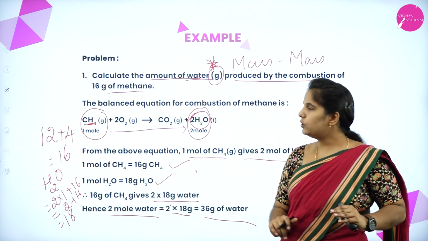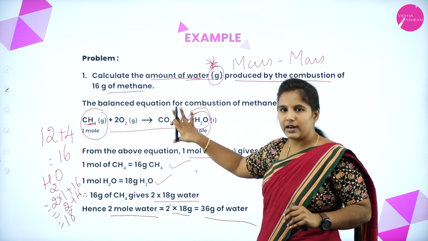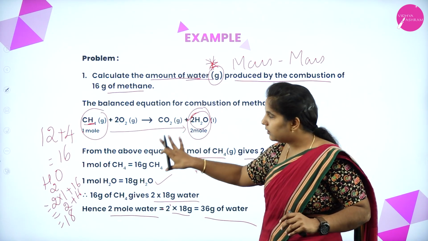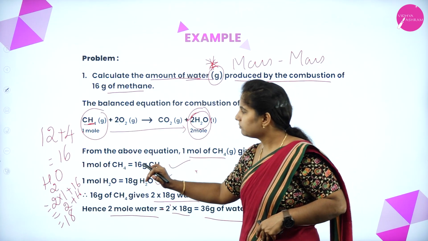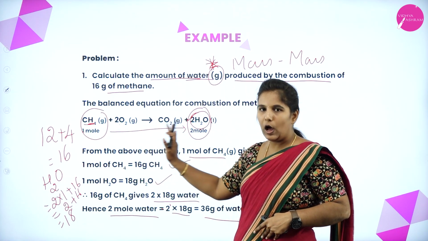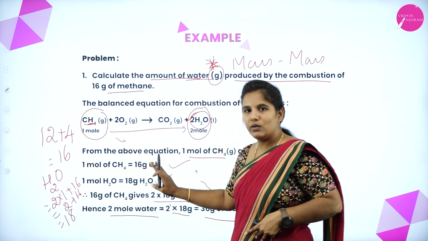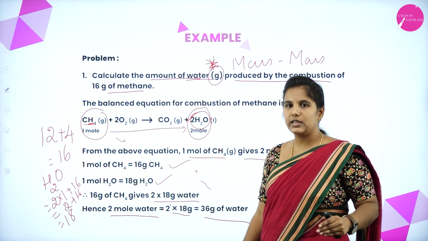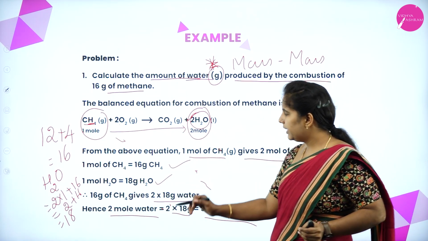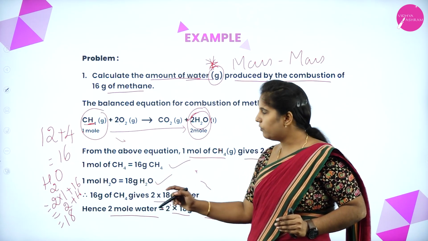Right? So how to do this? We know how to balance this equation. First we need to write this balanced chemical equation. After that, from this we need to express in terms of mole. After expressing it, we need to convert into the gram, that is in terms of mass. Then we come to know that 1 mole of water is 18 grams of water.